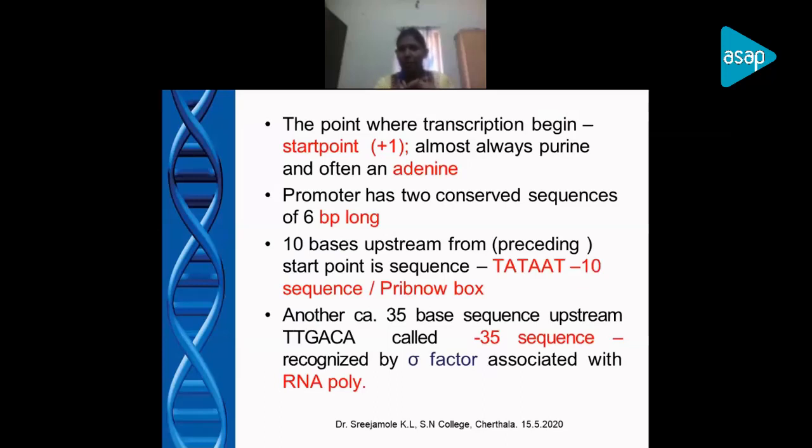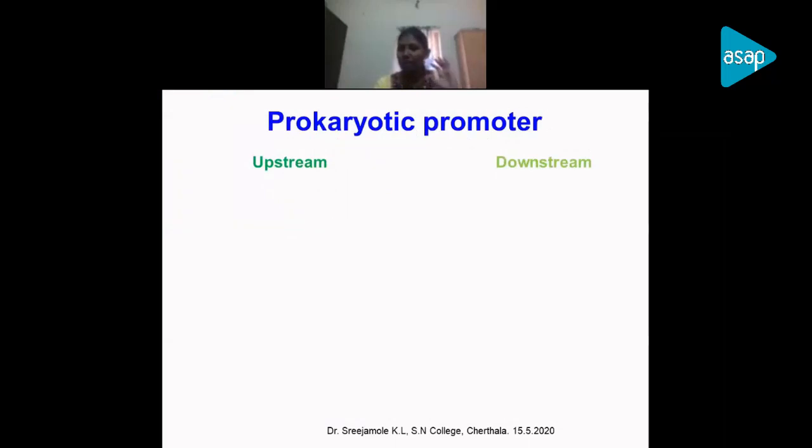From the starting point, towards the left, we designate it as upstream elements. And towards the right, we call it downstream elements. So promoters in prokaryotes have two conserved sequences, each about 6 base pairs long. One is 10 bases upstream, designated as the -10 sequence or Pribnow box, with the sequence TATAAT. This is the region which is recognized by the sigma factor. And there is another region upstream of the starting point, designated as -35, which has the sequence TTGACA, and which is also recognized by the sigma factor associated with the RNA polymerase. So these are the two main promoter regions seen in the prokaryotic promoter.